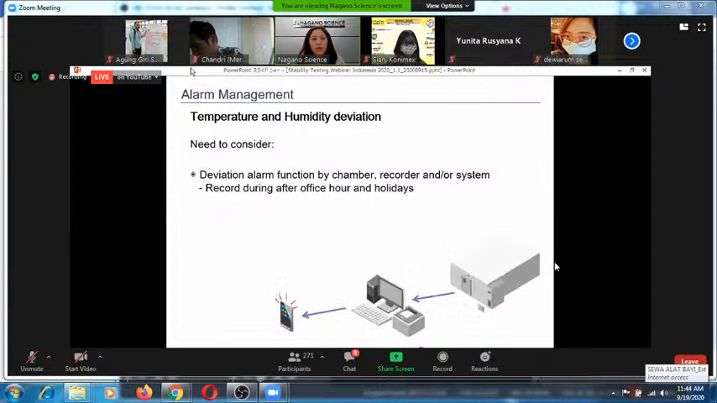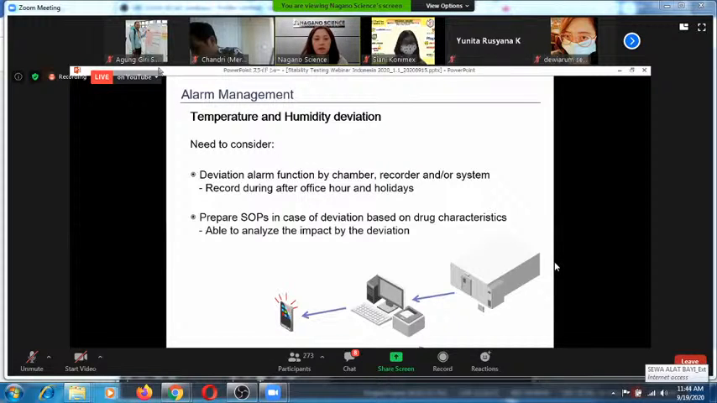And also you need to consider alarm management, because if there is no alarm management, when something happens to the chamber and there's a deviation of the temperature and humidity, you will not be aware until you come back to the office after the holidays or weekends. So a deviation alarm function by the chamber or recorder and a system has to be prepared. An SOP for deviations based on drug characteristics is also important to analyze the impact of the deviation.